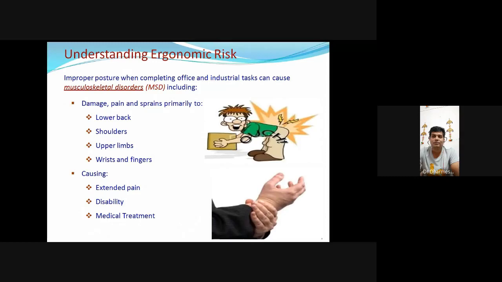Now, understanding ergonomic risk. Improper posture when completing office or industrial tasks can lead to musculoskeletal disorders. That may cause damage, pain and sprain, primarily in the lower back, shoulder, upper limb, wrist and finger. They can cause disability and extended pain. These musculoskeletal disorders are present in patients who are not following the ergonomic posture, which may lead to injury in all these areas of the body.